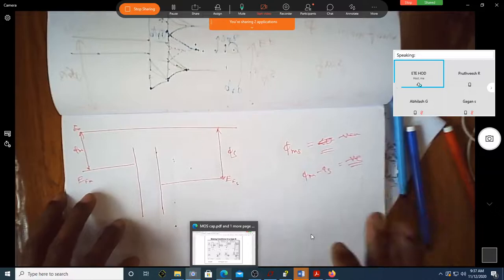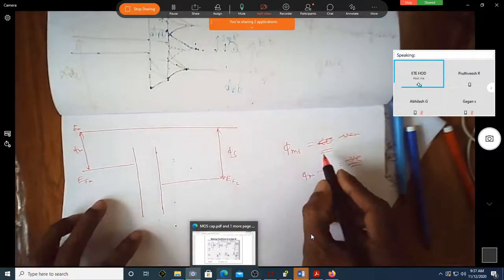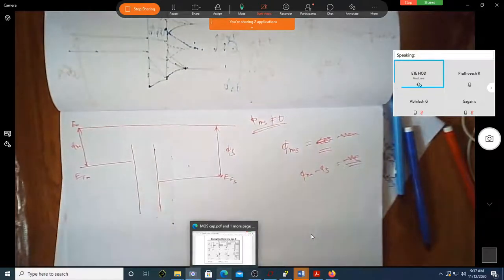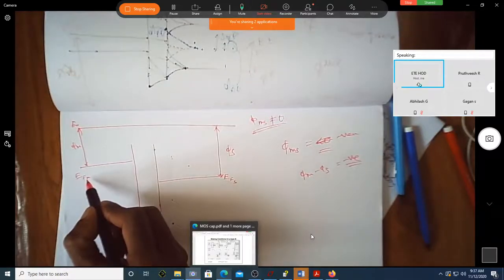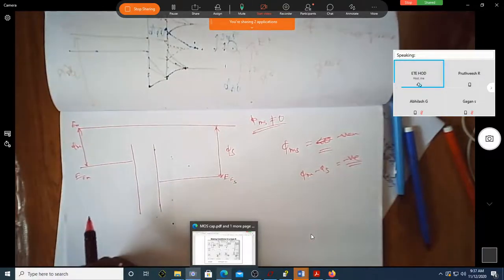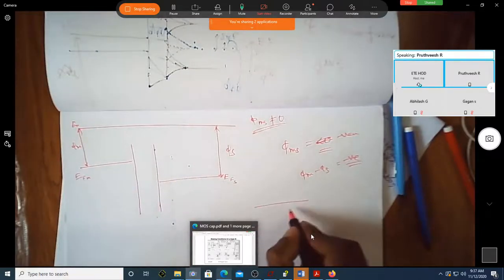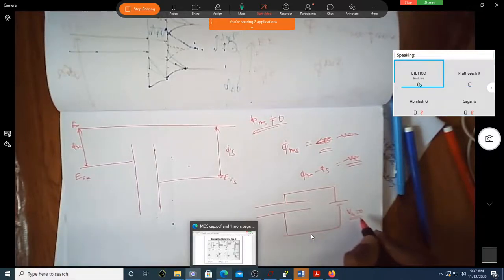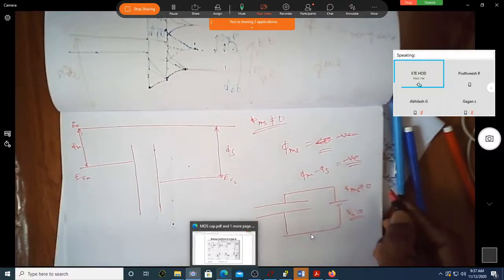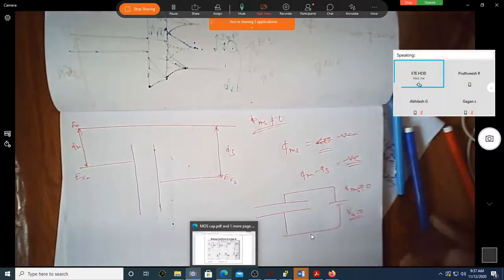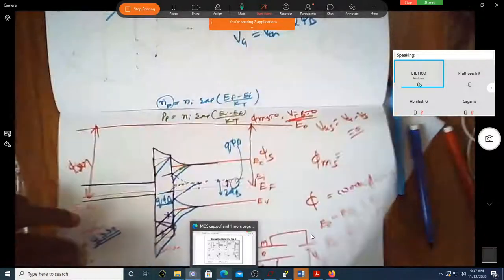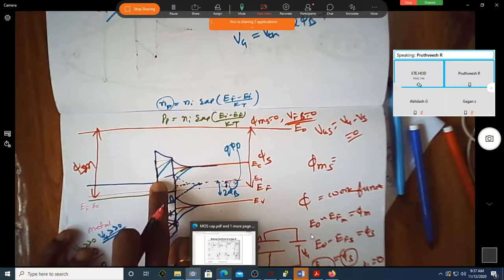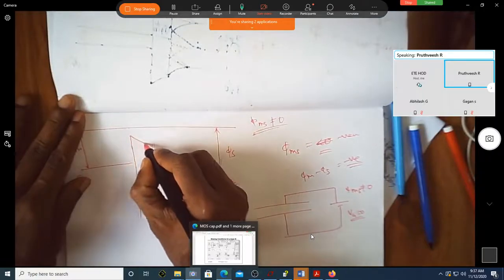Then your flat band voltage is 0. But we are considering phi ms non-zero. What do you mean by phi ms non-zero? The work function of metal and semiconductor is not equal. In such case, even if you make Vg equal to 0, because phi ms is not equal to 0, the channel is already bent. Is this similar to applying some voltage over here? So it is already bent here.